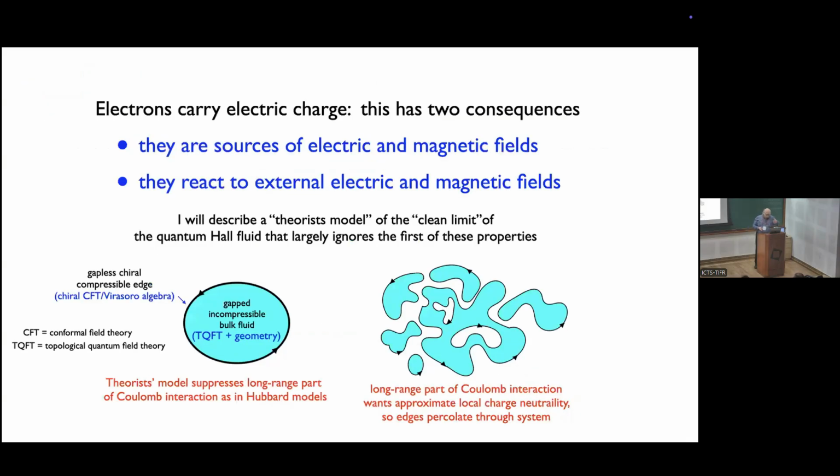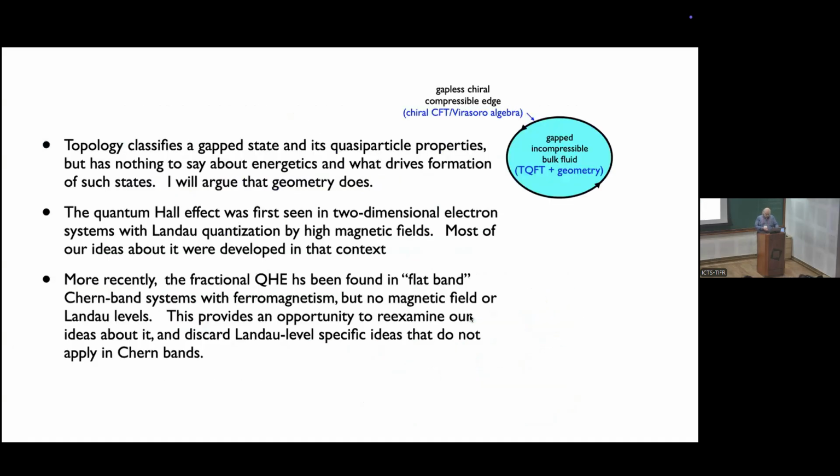This is of course going to be a theorist talk, so I'm not going to talk about real systems, which look more like this. The theorist toy model system is a nice, clean, incompressible bulk quantum Hall fluid with some nice edge states. In the real system, charge neutrality forces the edges to kind of percolate through the system, and something looks like this, but the theorists like a toy model like that one.